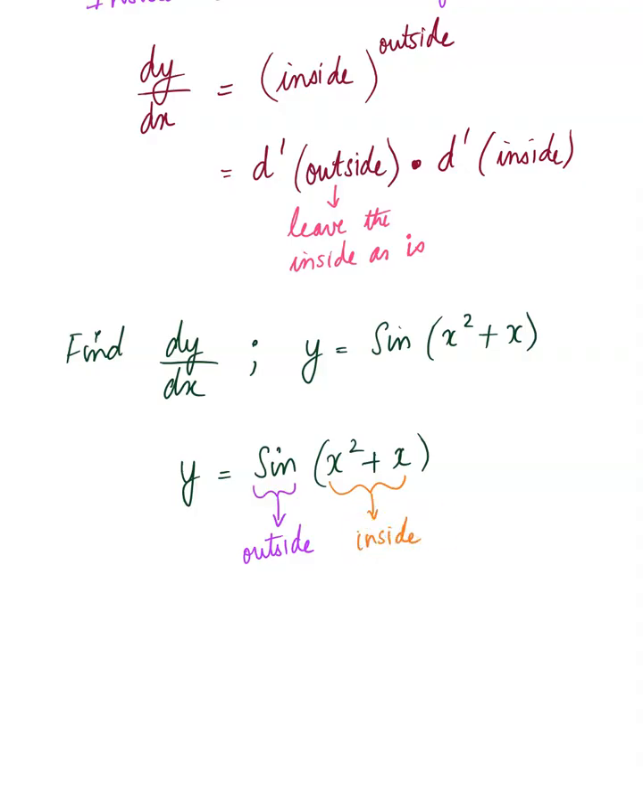So now I have to do the derivative. dy over dx says derivative of the outside. What is the derivative of sine? Derivative of sine is cosine. Okay. And we said leave the inside as is. So leave it alone. So the derivative of the outside is what we just did.